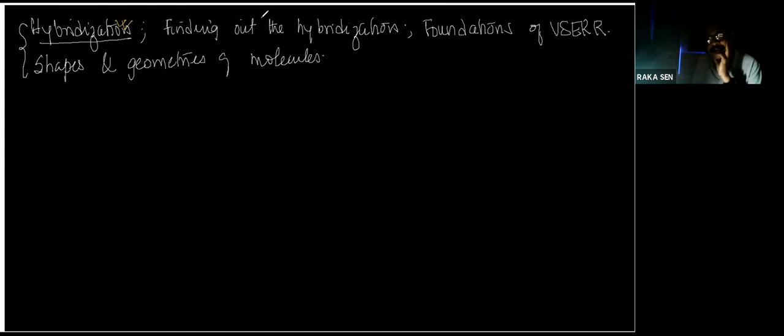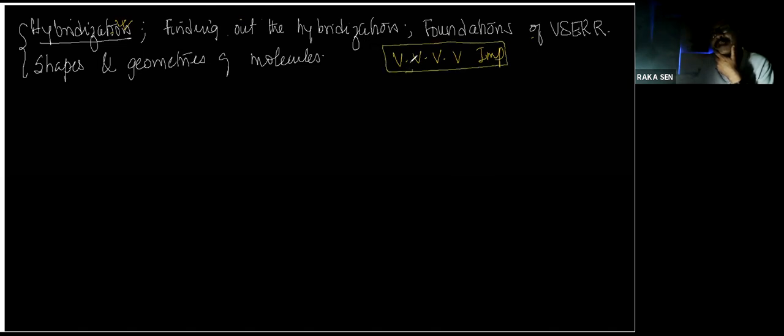A very simple trick, and you can immediately find out the hybridization. Once we are done with finding out the hybridization, which is going to take some time, we are going to look into the foundations of the valence shell electron pair repulsion model. Combining the concept of hybridization, the trick of finding it out, and the concepts of VSEPR, you can deduce the shapes and geometries of molecules. This is what we plan to do today. It's a very important topic for chemistry in general, and of course from your examination perspective.